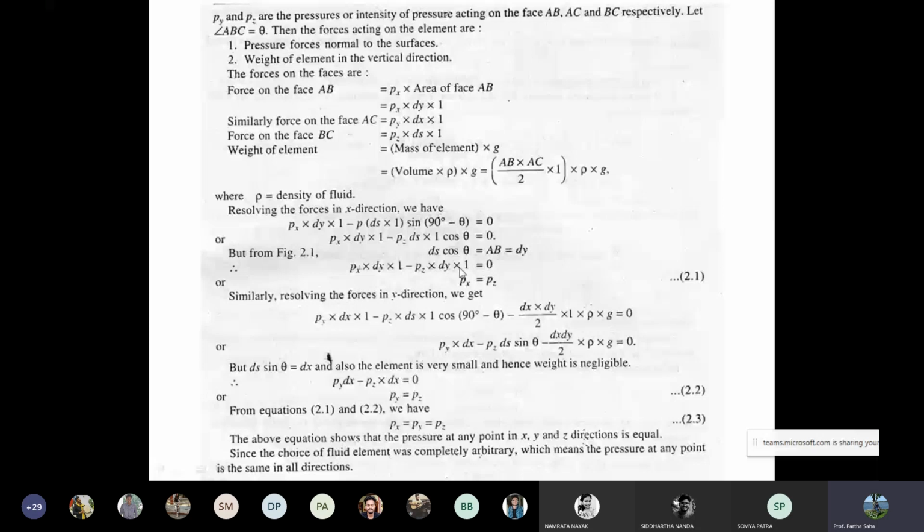Similarly, resolving the force in the y direction, you get Py dx into 1, Pz ds into 1 cos(90 minus theta). And now you are considering the y direction, and you have to take into consideration the weight, because the area of ABC is dx dy by 2 into 1 rho g. If you simplify this, this is the expression. But ds sin theta is again dx, so if you put together this value, Py equals Pz. So Px equals Py and Py equals Pz. So Px, Py, Pz are equal. The above equation shows that the pressure at any point in x, y, and z directions is equal. That is how you derive the expression, or Pascal's law.